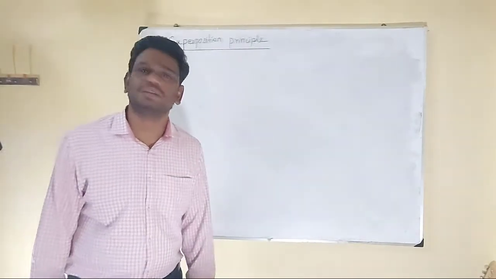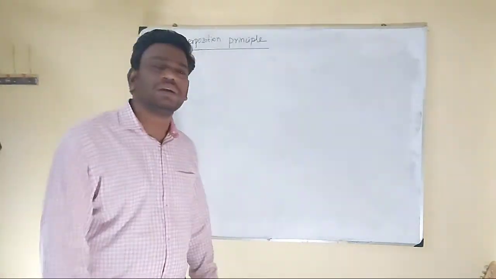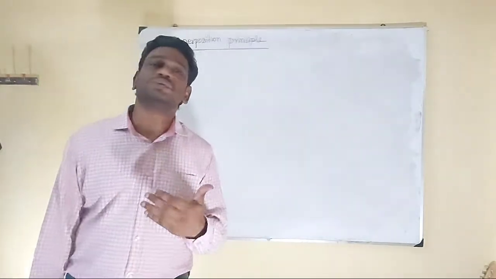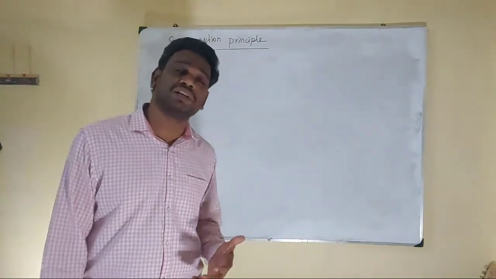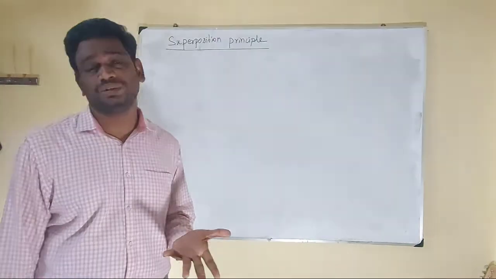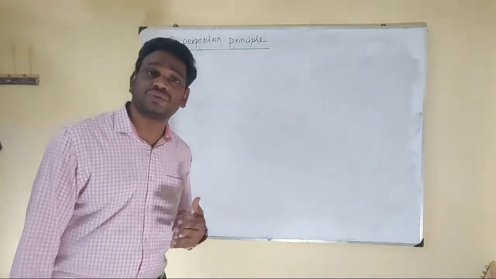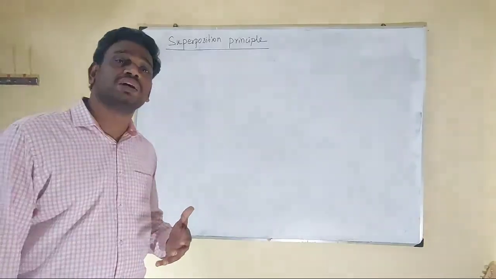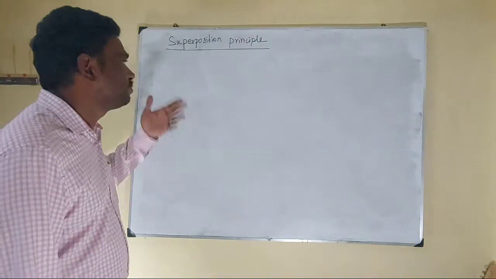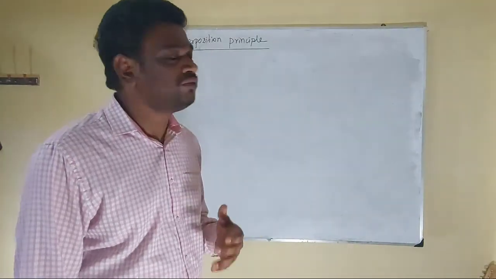Hello students, today I am going to discuss the superposition principle. Coulomb's law is used to find the force between a single pair of charges. If the system has n number of charged particles, how do we find the electric force between the charges? In such a case, we have to use Coulomb's law along with the superposition principle. It means Coulomb's law alone is not enough. We have to use the superposition principle to add the total force.